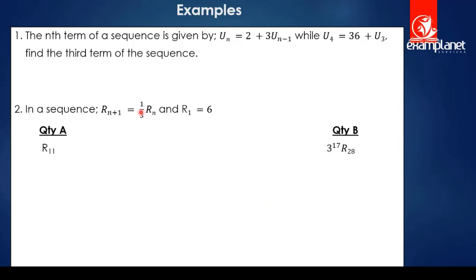Okay, so now let's see the solution to this question. You may pause the video and try to solve this by yourself. Find your R11, find your R28 and multiply by 3 raised to the power 17 and see which one is bigger, or maybe they are equal. Alright, so now let's see what the solution will look like.